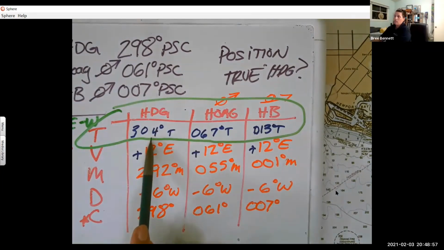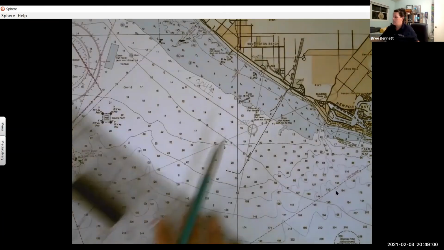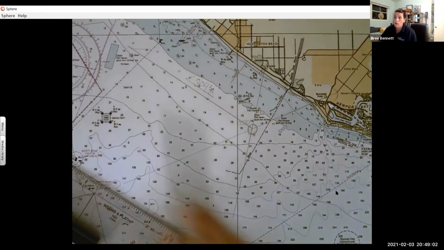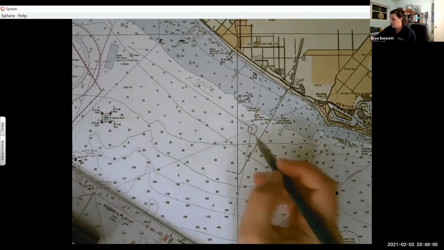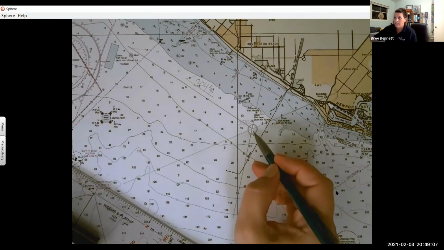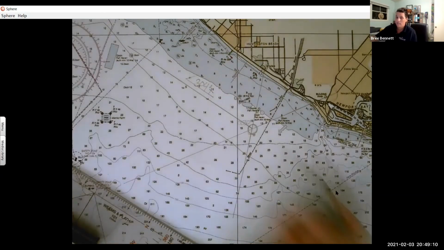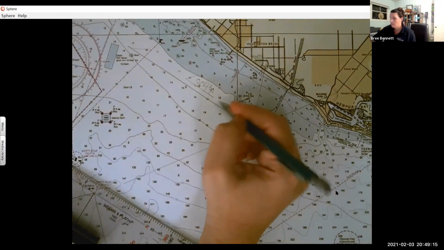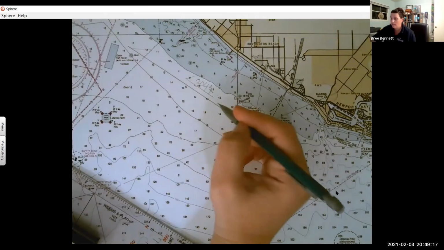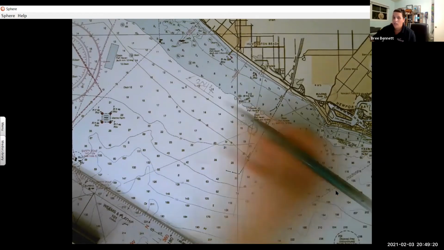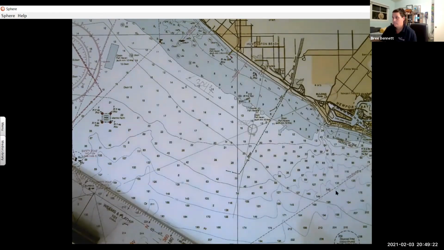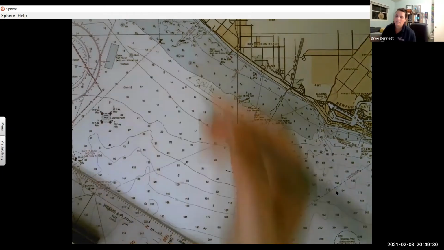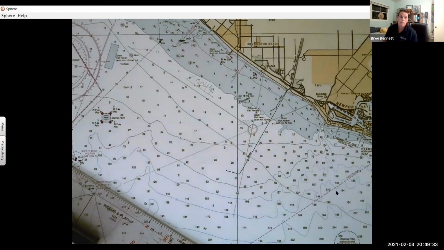Mm-hmm. So now I want to plot that so I can see if I continue this heading, where will I end up? I got a position, I'm okay here, but if I continue on that heading, am I going to run into a traffic lane? Am I going to run into an oil rig? What am I going to hit here? So that's why I want to plot my heading line. And then we're eventually going to project out where we're going to be at certain times. But we'll get into that next week.